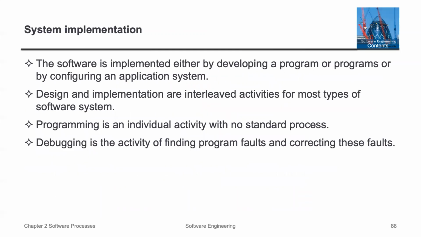In terms of system implementation, the software is implemented either by developing a program or programs or by configuring an application system. Design and implementation are interleaved activities for most types of software systems. Programming is an individual activity with no standard process. And finally, debugging is an activity of finding program faults and correcting these faults. So we have the design and implementation, we have the programming, and we have the debugging.